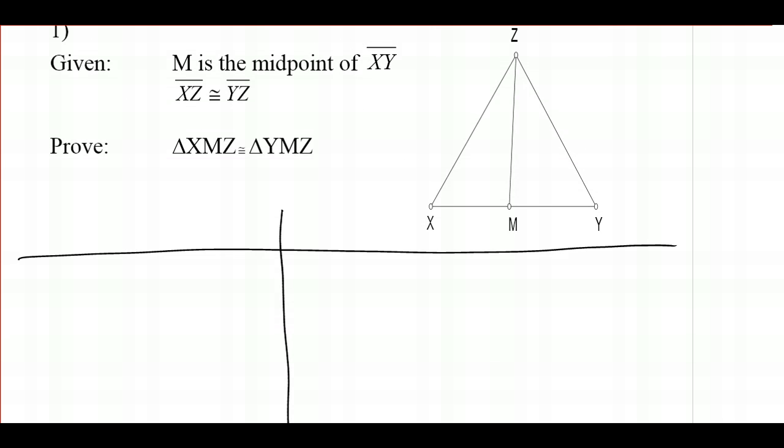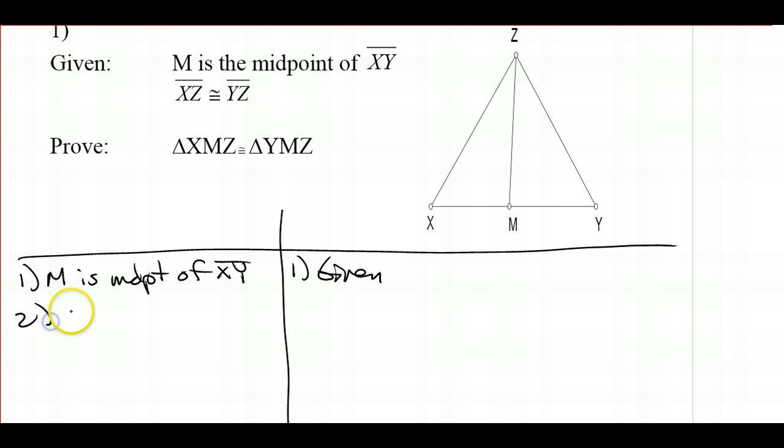So I've got that M is the midpoint of XY. That's given. And we have that XZ is congruent to YZ. That's also given. So at this point I usually like to mark any congruencies in my picture so I can see that I have those two things congruent.